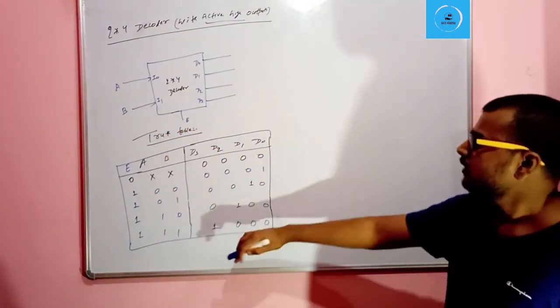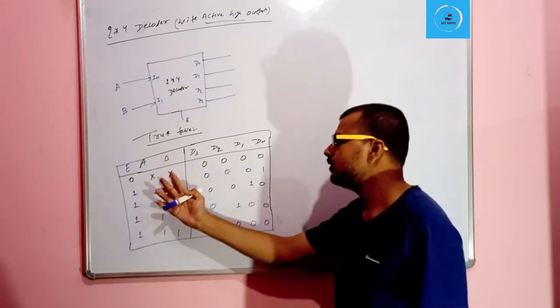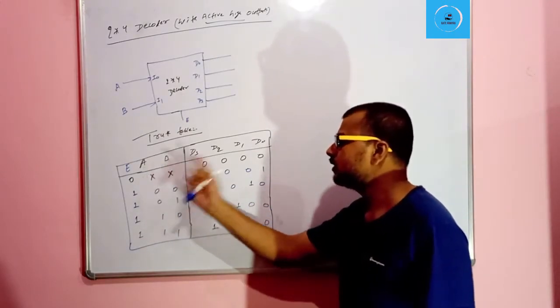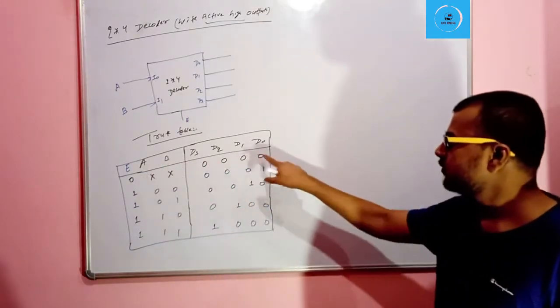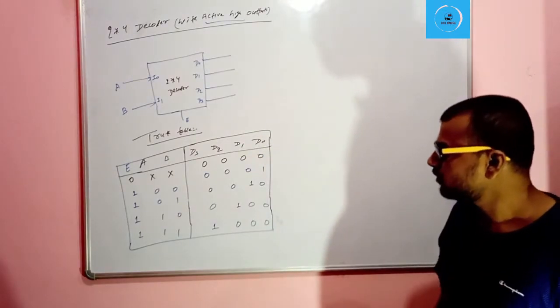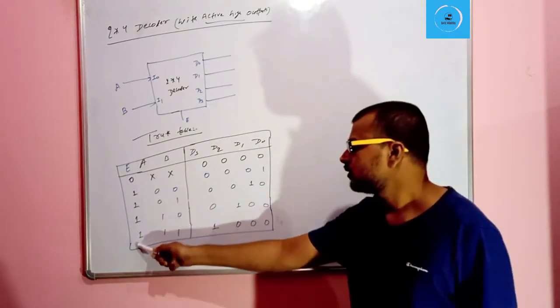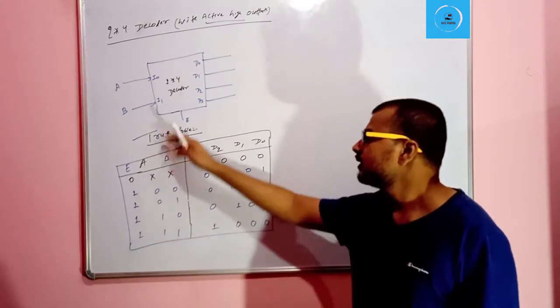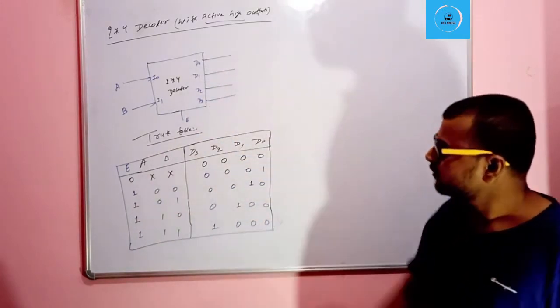If the enable is 0, then whatever the inputs A and B are, the output will be 0. If enable is 1, then this 2:4 decoder will work.